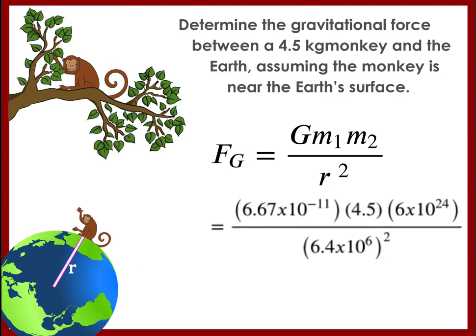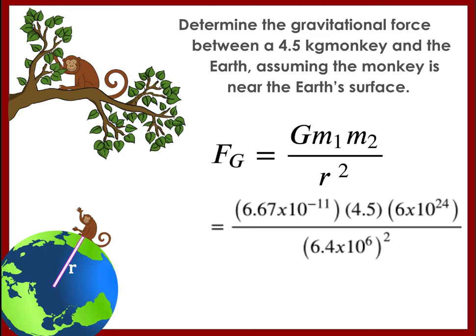So in this case, we would need to know the value of capital G. Again, that's going to be used in every single one of these problems. It is truly a universal constant. It applies to any situation in the universe. We would need to know the mass of the monkey and the mass of the Earth. Those are the two objects that are being attracted to each other.